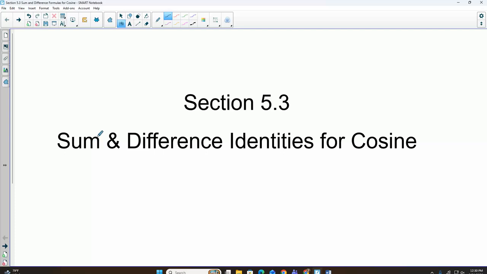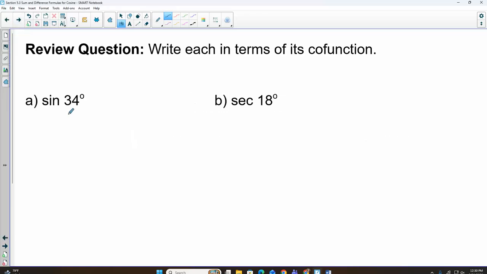In these 3 sections, we're going to fill in our other formulas that we have on here. So we have our sum and difference and double angle formulas that we will get through. So today I am going to start in our notes for a moment. I just wanted to refresh something.